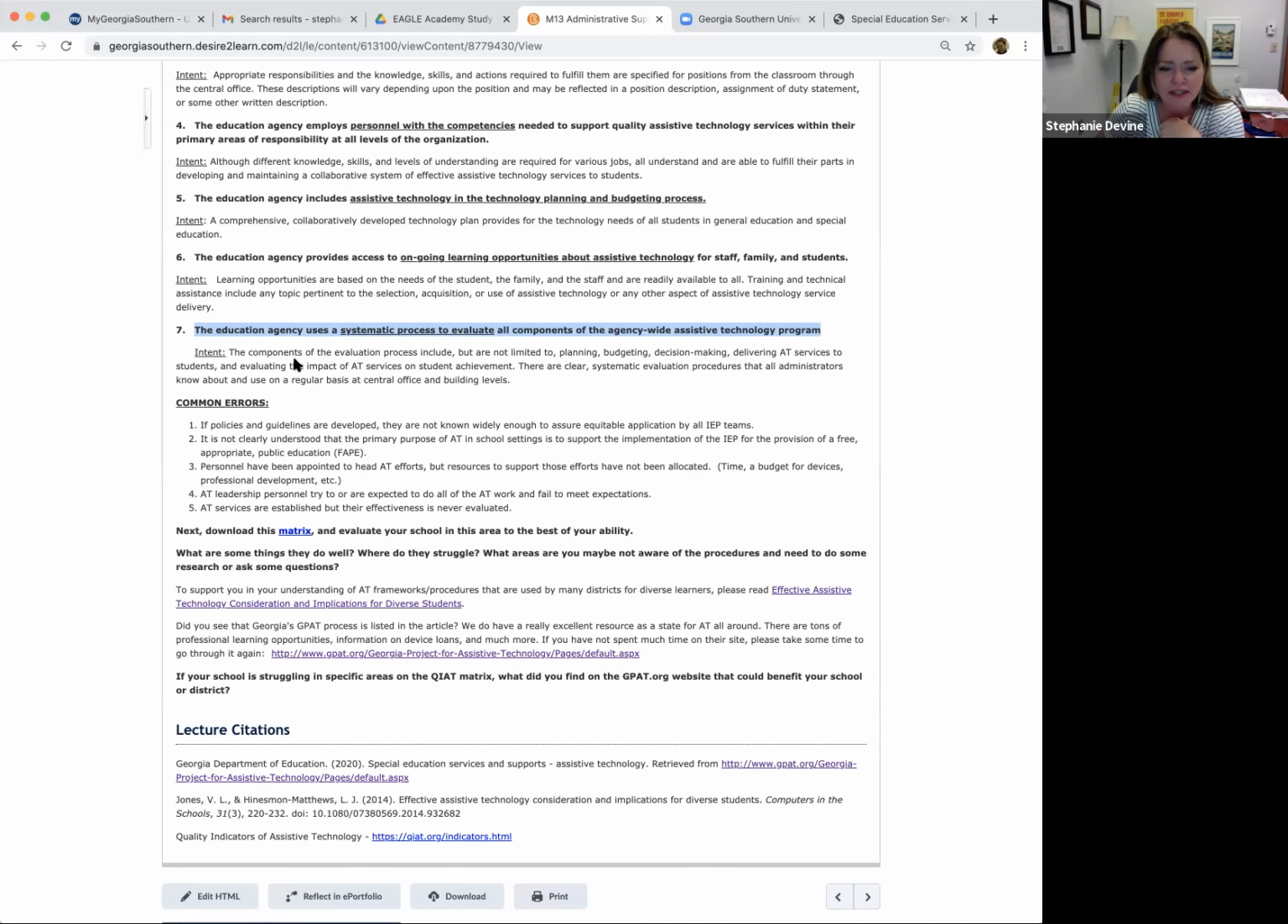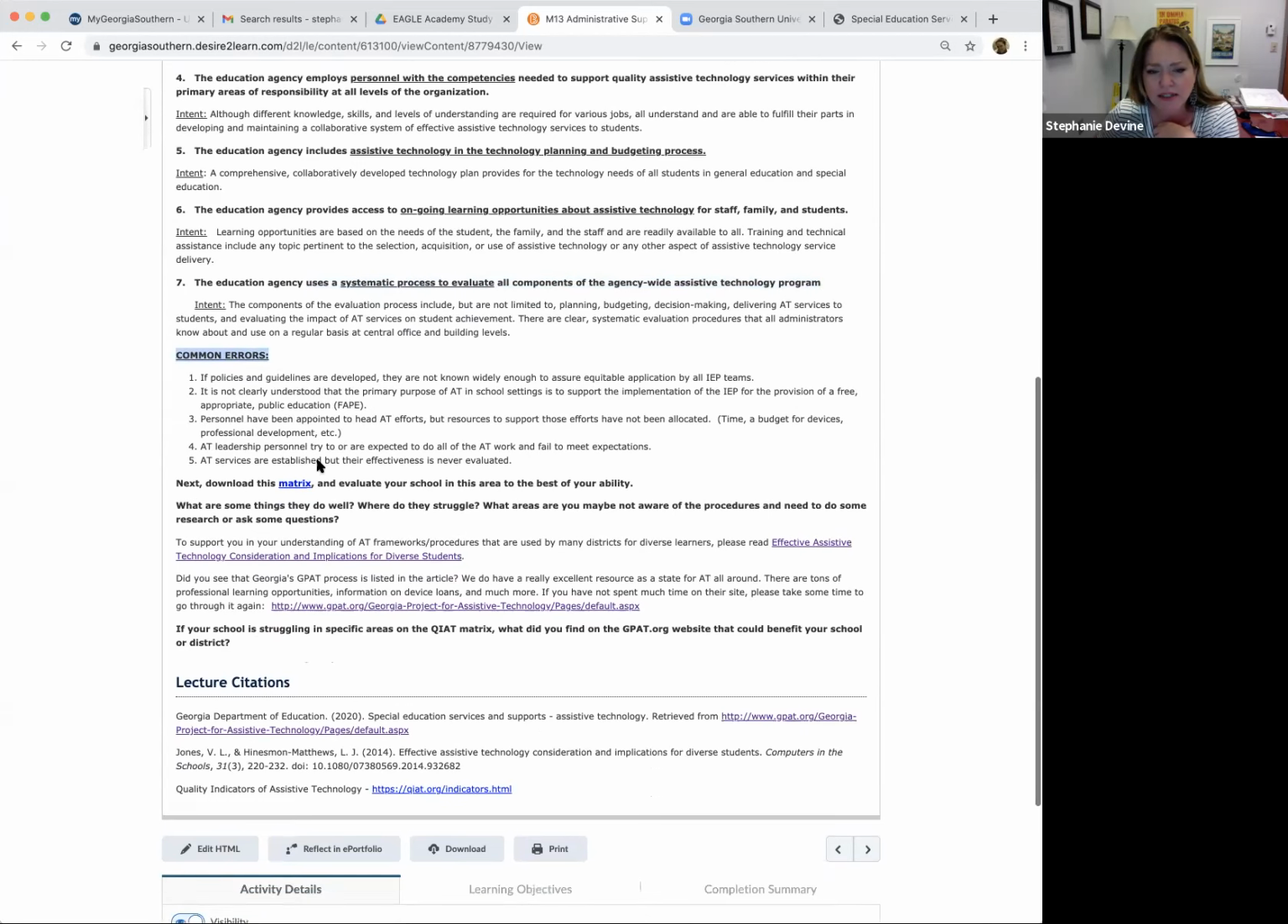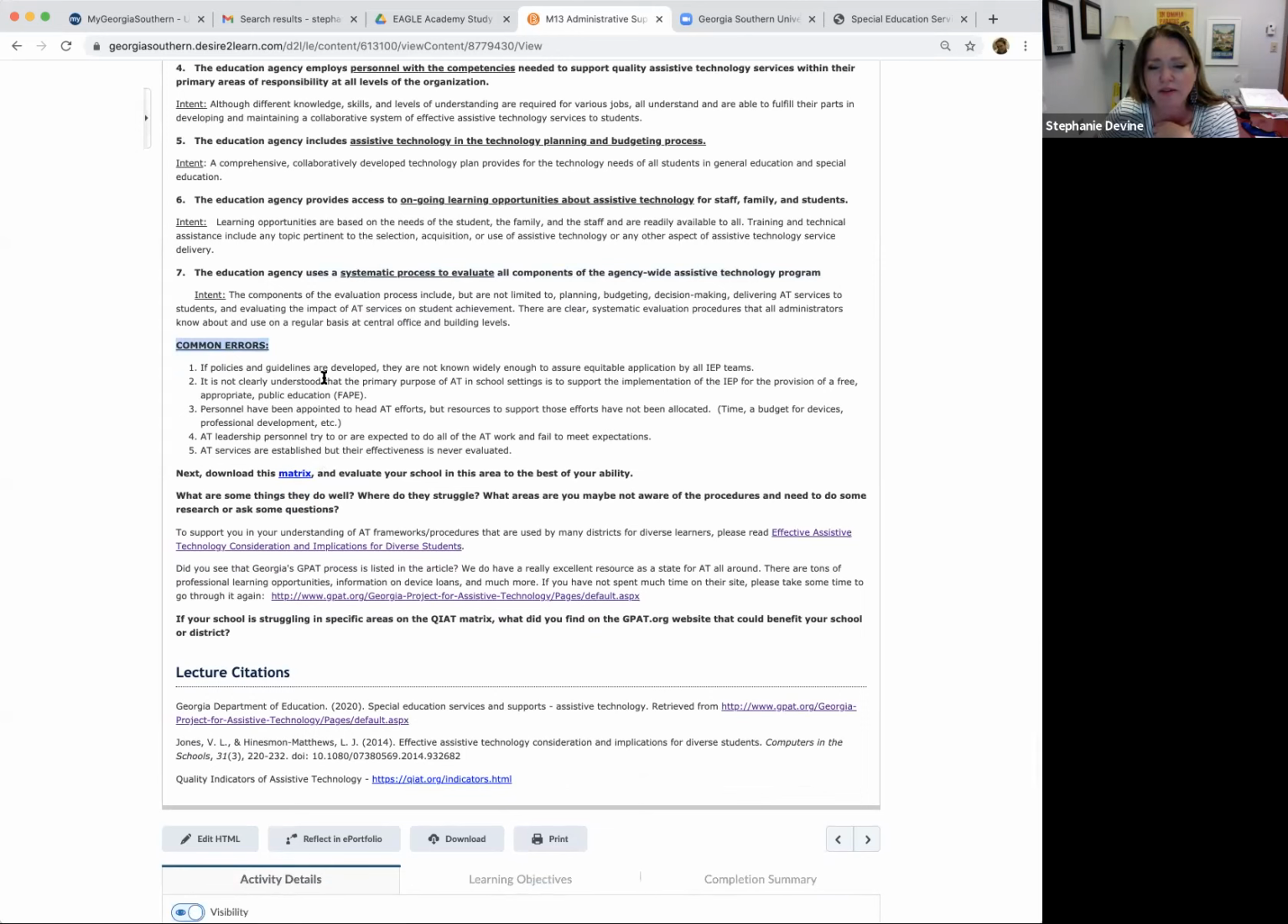A common error we see in administrative support for AT is that if policies and guidelines are developed, they're not widely known. So then you don't have equitable application of the AT process. It's basically those teachers that know about it who implement it, but nobody else really does, so only their students actually get the benefit of that. That's not good.